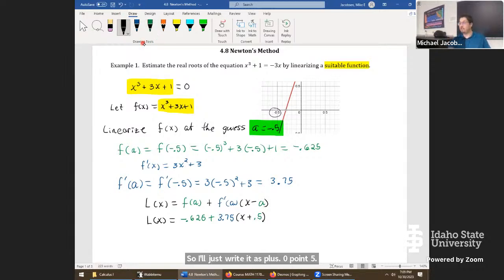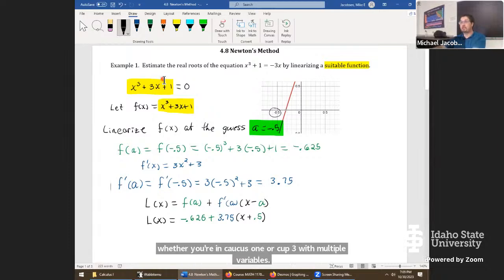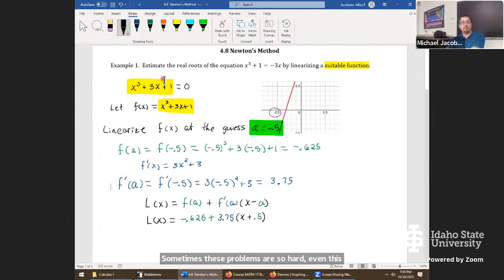So that's the situation so far. We took a pretty complicated polynomial function, complicated in the sense I don't have a clue how to factor this thing, and I still don't, and we linearized it. This is a really big punchline in calculus, whether you're in calculus 1 or calc 3 with multiple variables. Sometimes these problems are so hard, even this polynomial equation, that if it's too tough and we need approximate solutions, just linearize it. Let's show what that has done for us because it's not completely clear how this helps solve the equation. But in Desmos, it becomes more clear.